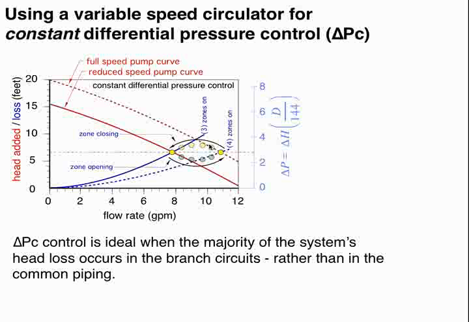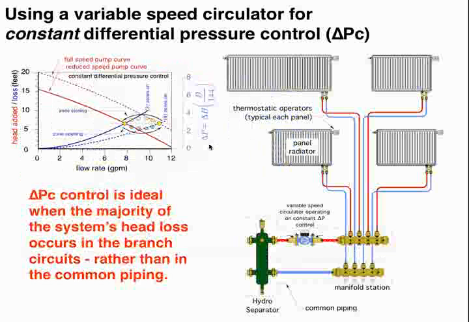It's as simple as you set the value that you want at a design load condition where all zones are open, and then the pump simply constantly strives to hold that differential pressure regardless of how many zones happen to be on or off. And it's an excellent application for a system like this. I'm showing some panel radiators here with a manifold. Here's that variable speed pump, and here's a hydraulic separator.